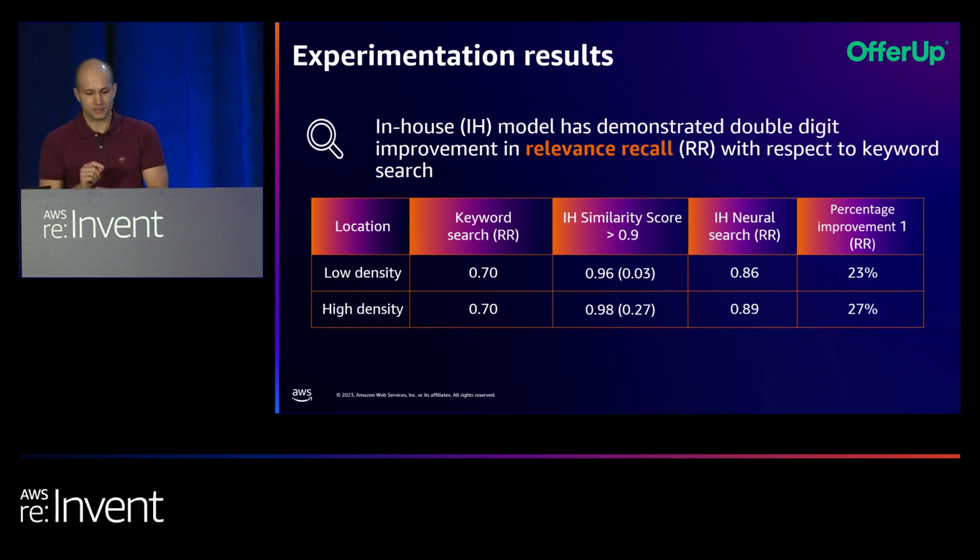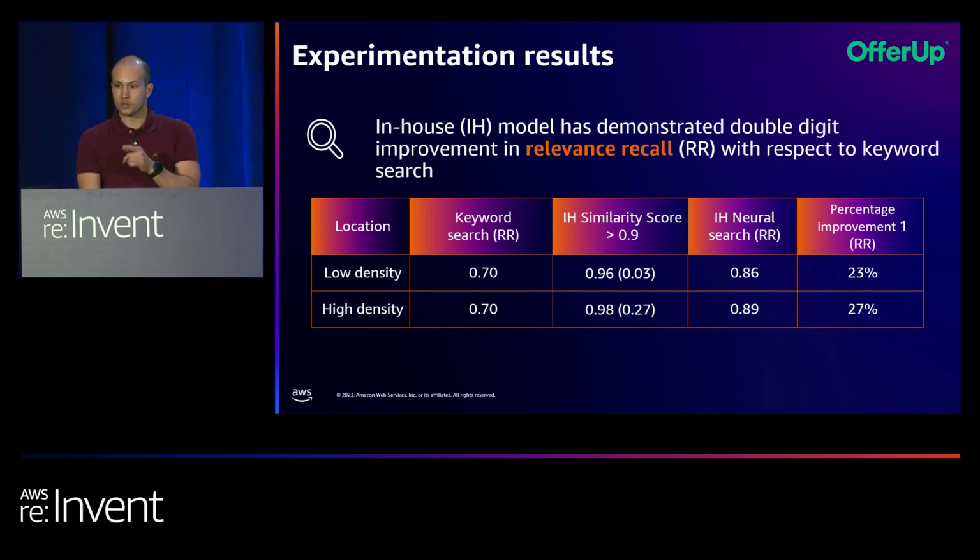23% increase in the relevance recall by using semantic search for the low-density locations, and a 27% increase in relevance recall for the high-density locations. High-density locations means number of products per area, and that's a really big improvement from switching to this technology. But if you look at this, there are great numbers, right? But there is a missing piece in all these aspects.